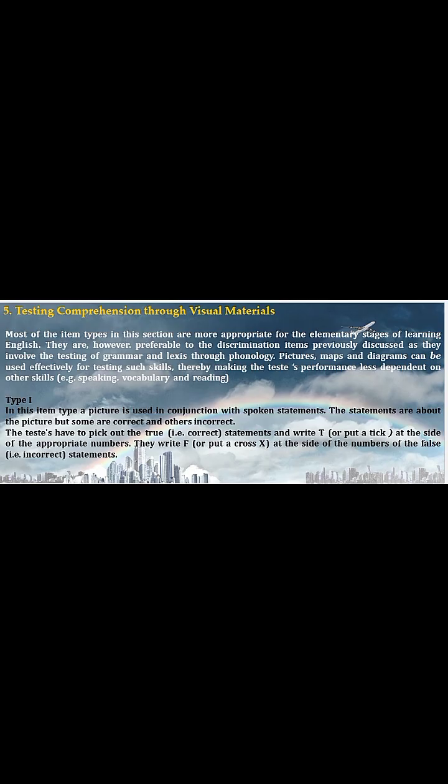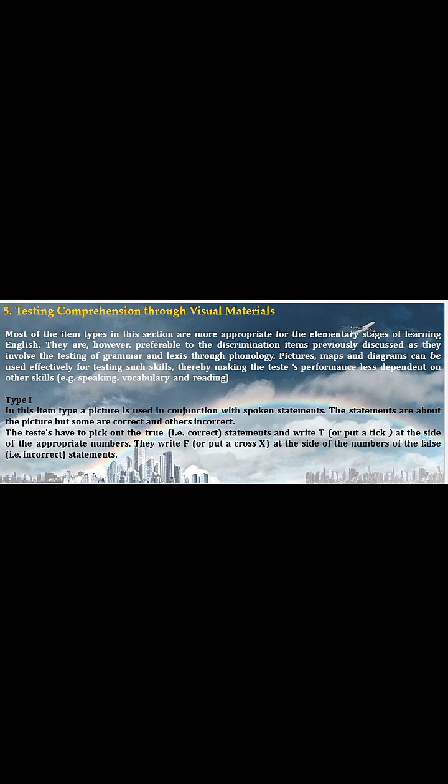The fifth scope is number 5, testing comprehension through visual materials. As we know, most of the item types in this section are more appropriate for the elementary stages of learning English. They are, however, preferable to the discrimination items previously discussed as they involve the testing of grammar and lexis through phonology. Pictures, maps, and diagrams can be used effectively for testing such skills, thereby making the test performance less dependent on other skills, for example, speaking, vocabulary, and reading. And there are some types of this test.